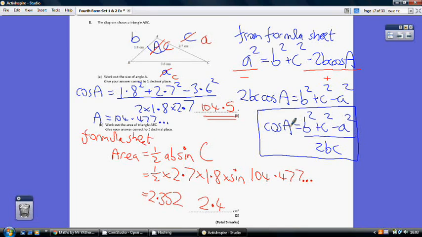Now, A is my angle, so that's how my diagram is presently labelled up, with capital A being the angle that I need to find. So I'm following the blue referencing here. That red referencing comes up in part B. So following the blue referencing, I've got b squared plus c squared, so that's 1.8 squared plus 2.7 squared, minus a squared, so that's minus 3.6 squared, all over 2 times b times c, so 2 times 1.8 times 2.7.